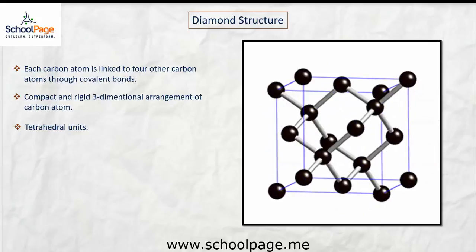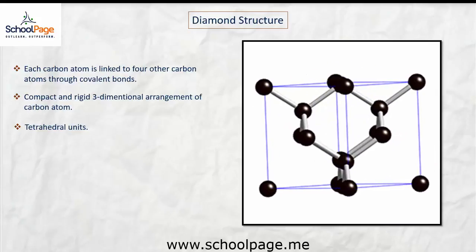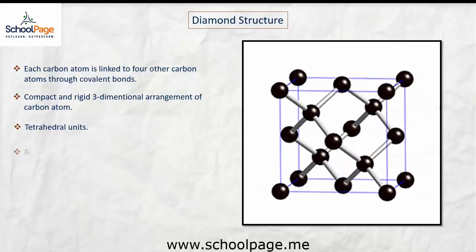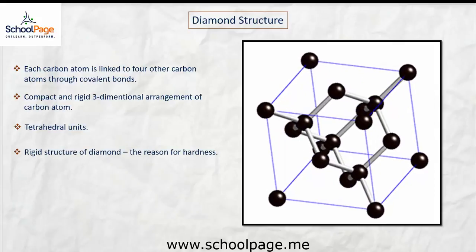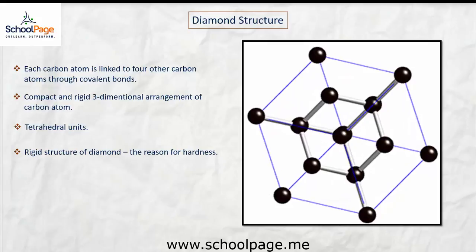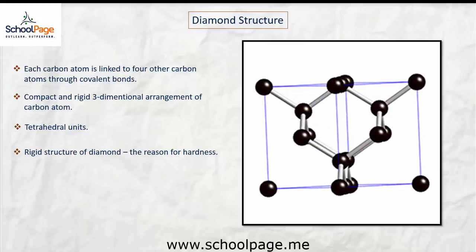The network of strong covalent bonds in diamond is responsible for its rigidity. The rigid structure of diamond in turn is the reason for its hardness.